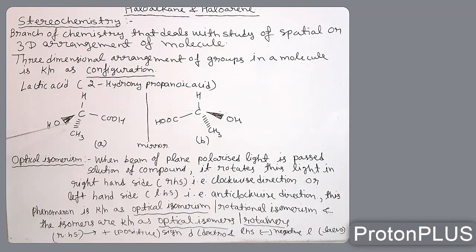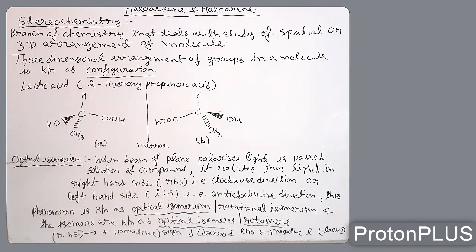This is the three-dimensional arrangement. When we place a mirror, we get two images that are mirror images, that is A and B. These two are the mirror images of lactic acid. Now, this branch, stereochemistry, includes two types of isomerism: geometrical and second, optical isomerism. We will learn about optical isomerism in stereochemistry.